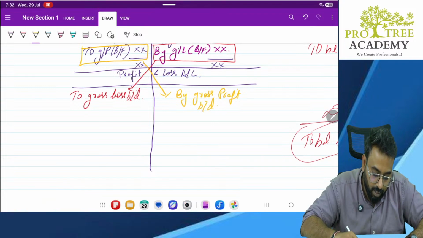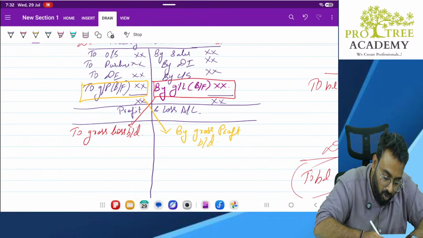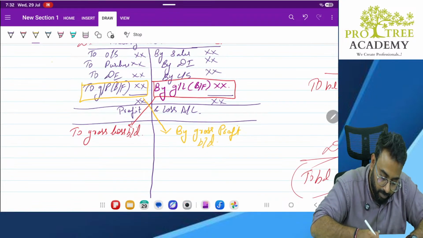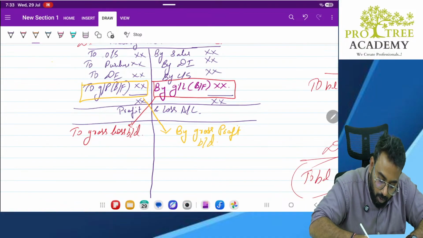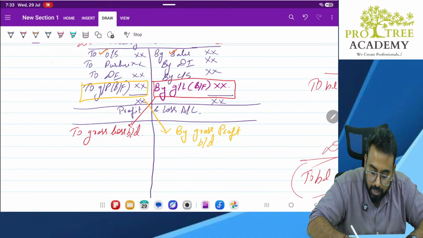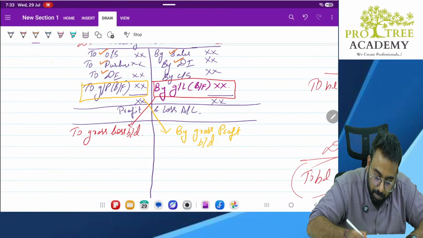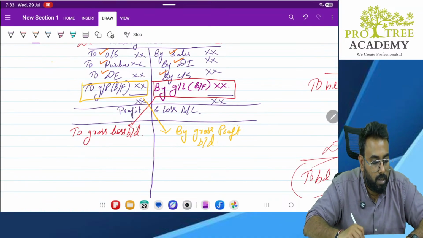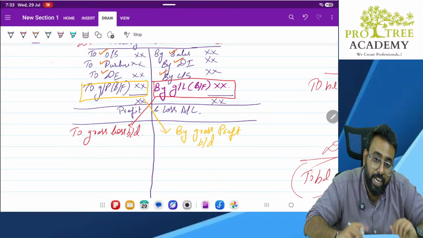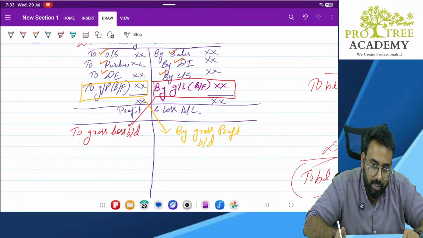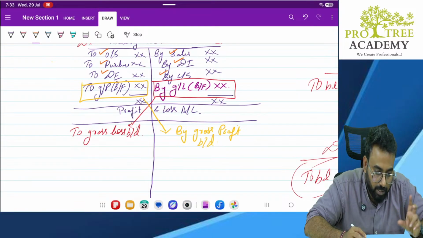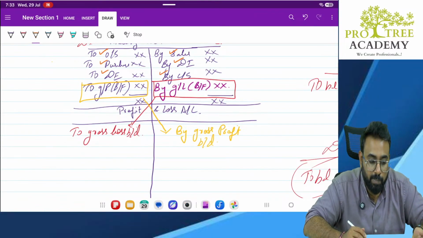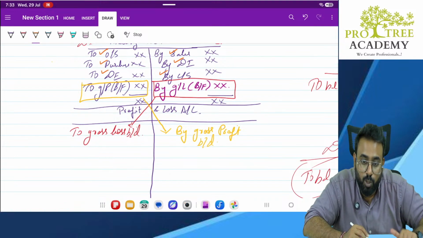What next, sir? Sir, what are the expenses that got captured here? Sir, opening stock is captured, sir. Sales is captured, sir. Direct income, direct expenses, purchase, closing stock. Now, what are the expenses or income which might be remaining? Can you tell me? We captured opening stock, sales, purchases, closing stock, gross profit, gross loss. We captured direct expenses. We captured direct income. So, what is left?